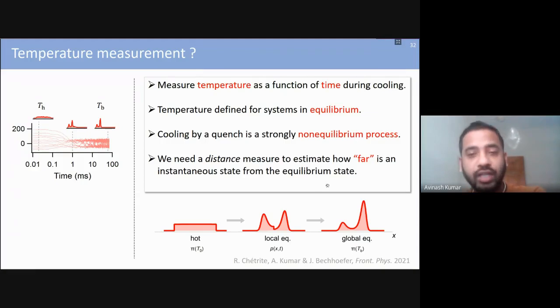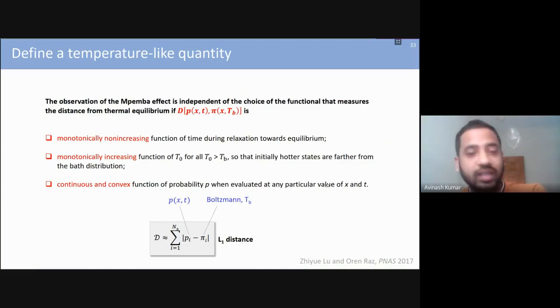To this point, Lu and Raz came up with a certain set of criteria where they say that a distance function can only be used as a proxy of temperature if it follows certain properties. Here they argue that if a distance function is a non-increasing function of time, which means the distance should only decrease when the system starts to relax, then it would serve as a proxy of temperature. And it should be a monotonically increasing function of initial temperature: the farther you go from the bath temperature, the distance function should keep on increasing monotonically. And third, it should be a continuous and convex function of probability. This one is very tricky, and it is actually used in the derivation of the expressions to prove that the distance function can be a proxy of temperature. So these two are physically realizable here.